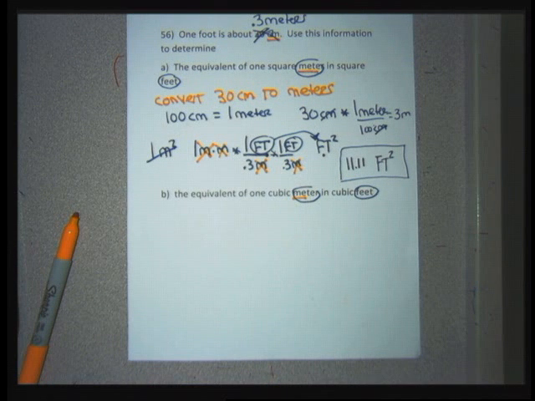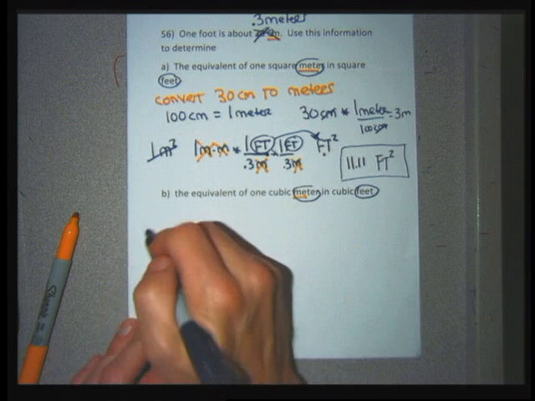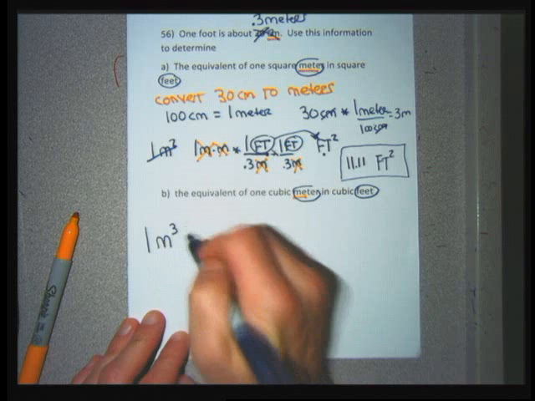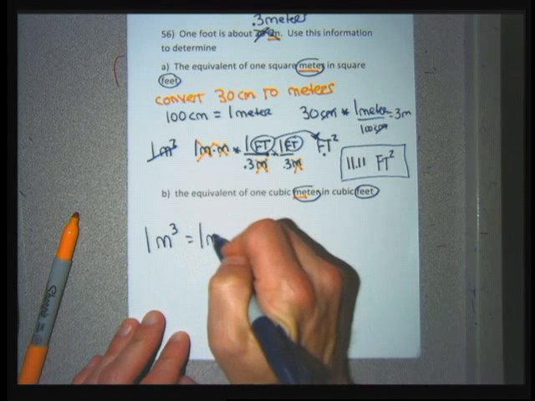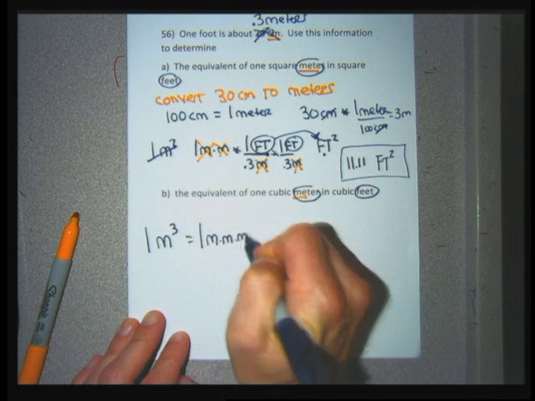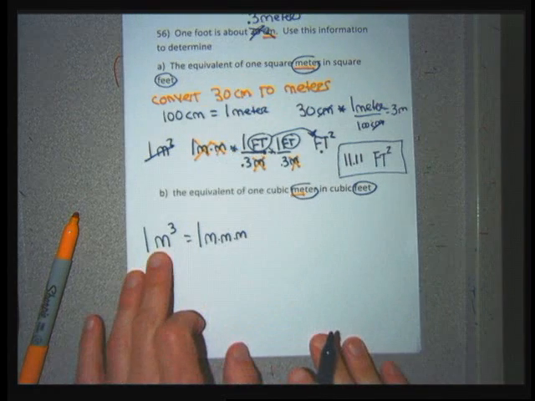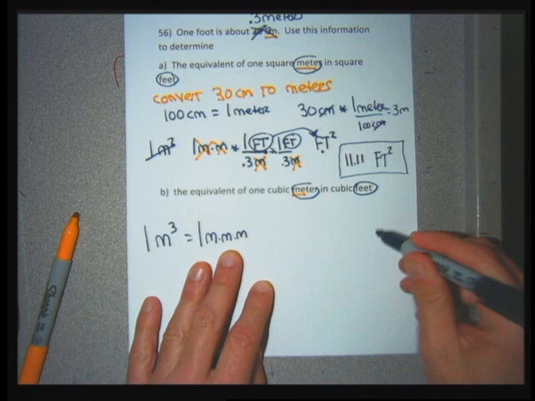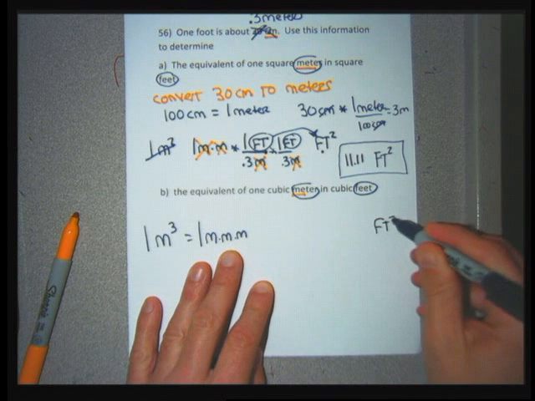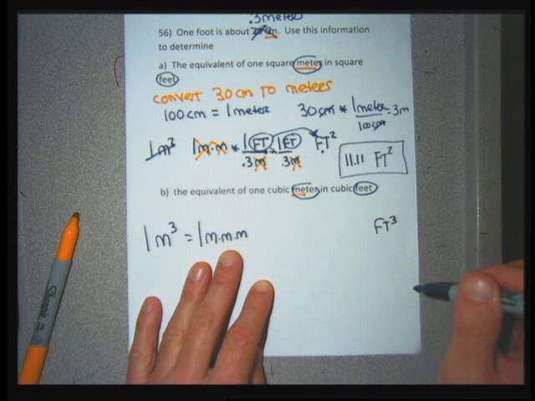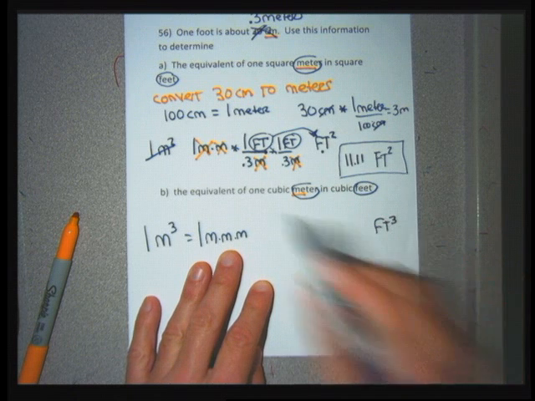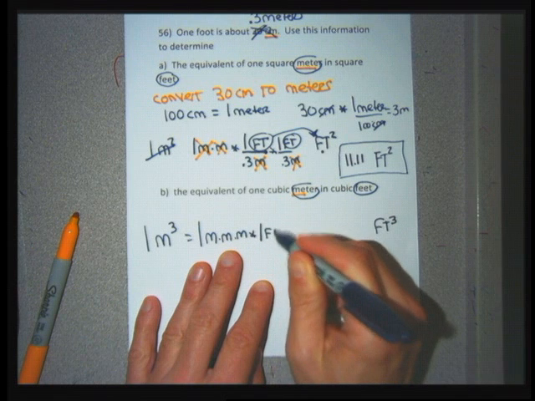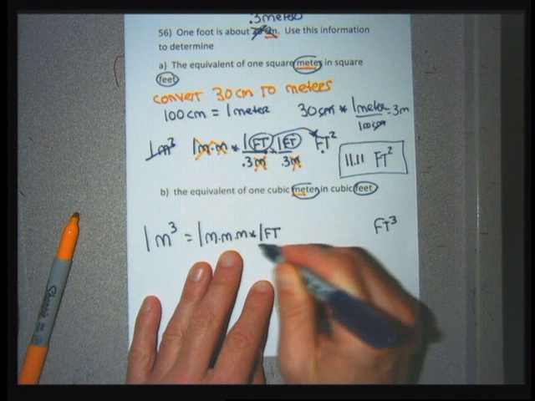Part B wants me to convert from 1 cubic meter into cubic feet. So I'm starting with cubic meters, and cubic meters are meters times meters times meters. So the unit that I'm starting with is 1 meter cubed, which is 1 meter times meter times meter. And my goal is to get my answer out in cubic feet, and cubic feet is feet times feet times feet. To do the work here, first I'm going to multiply by a fraction that takes me from the unit that I have to the unit that I want.